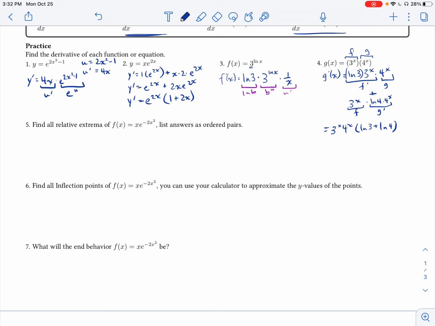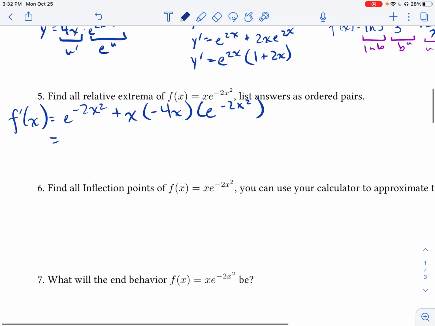Well, for 5 through 7, if you've had a chance to work through it, we can say f prime of x would be equal to, if I apply the product rule here, e to the negative 2x squared plus x times negative 4x times e to the negative 2x squared, which I can then simplify. Let me just zoom in here. I can simplify to e to the negative 2x squared times 1 minus 4x squared. Okay? If I then am using the first derivative test, I'm going to set this equal to 0.